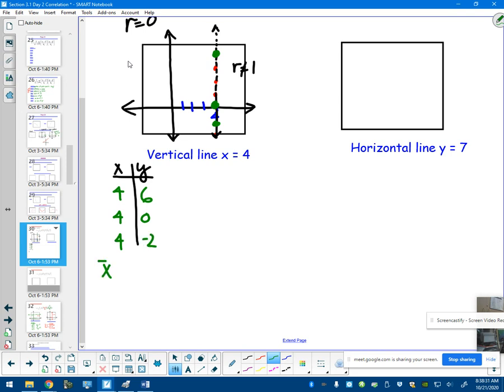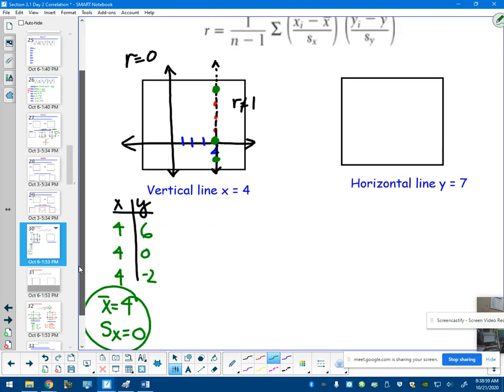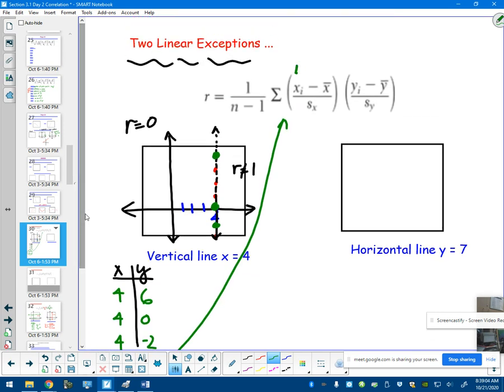What is the average of my x values there? They're all 4. What's the standard deviation of my x values here? They don't vary at all, Mrs. Garrett. They don't vary from their mean. They are all the mean. So what's the standard deviation? 0. If you take these values and go up to this equation, do you see a conundrum? This is all going to be 4 minus 4 divided by 0. Can you do that? No, but the numerator's 0.